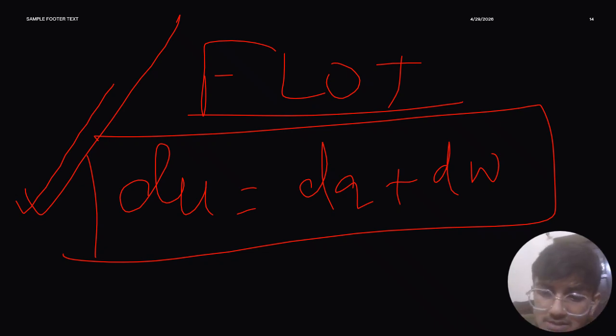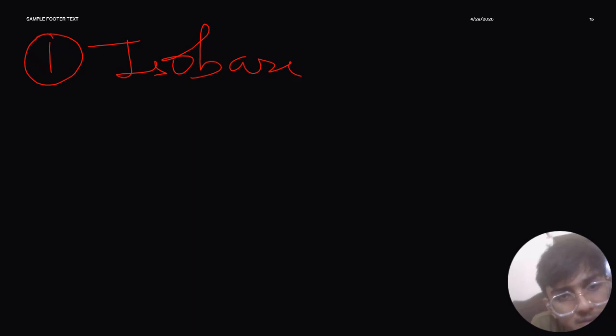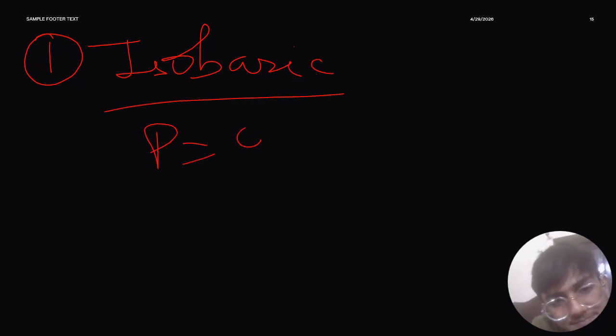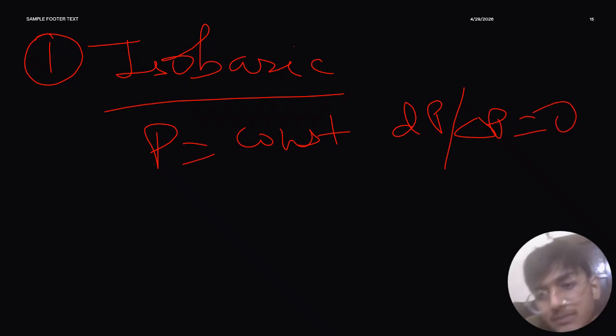So let us start understanding the applications of the first law of thermodynamics in all four processes, that is isobaric, isochoric, isothermal, and adiabatic process. Let's start with the isobaric process, a most fundamental process. Here pressure is constant. dP, or delta P, is zero. Here d represents a differential, a small change, while delta represents a big change.